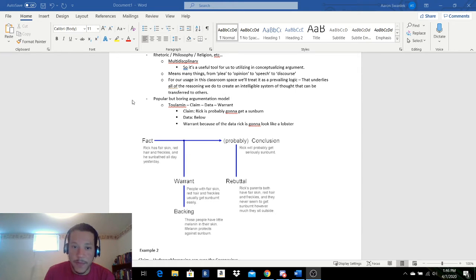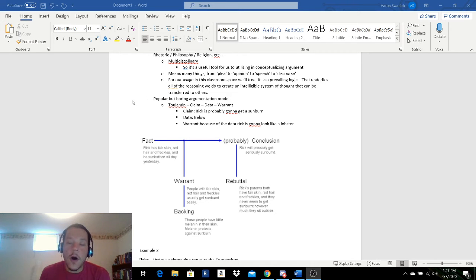We'll look at three examples. Example one: Rick is probably going to get sunburnt. We can see the data below. Rick has fair skin, red hair, freckles, and a severe lack of melanin. So that probably means he's going to look like a lobster next time you see him. The warrant is that because he has these qualities and he's standing outside in the sun all day, he's probably going to look like a lobster.